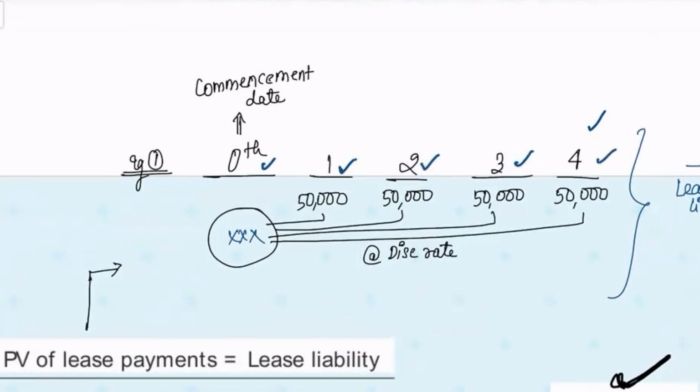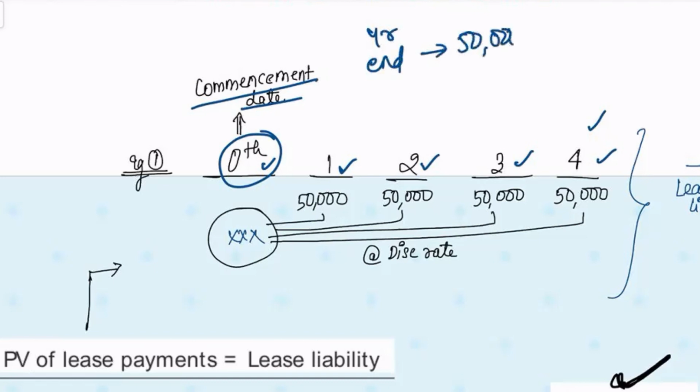So here, your 0th year means the date of your commencement, the date when you're going to record it in your books. So here we have taken this Pani Puri shop on rent, and the lessor has told us that at every year end, you have to pay us 50,000. So year 1 end, you will pay 50,000, year 2 end, you will pay 50,000, year 3 end, you will pay 50,000, and year 4 end, you are going to pay 50,000.